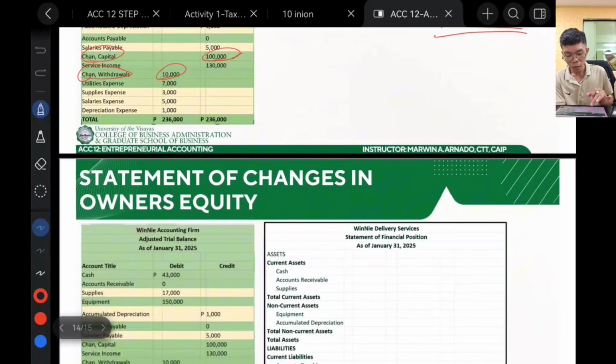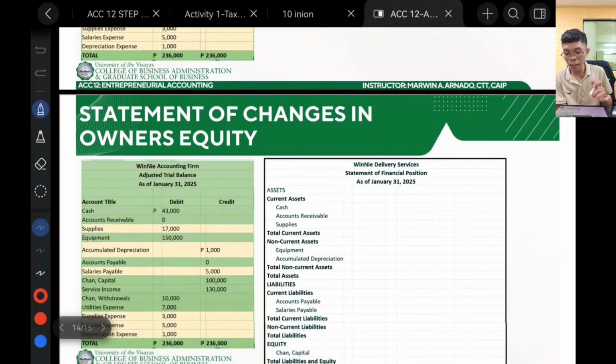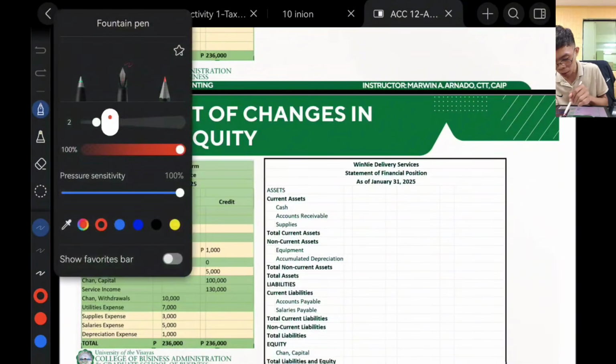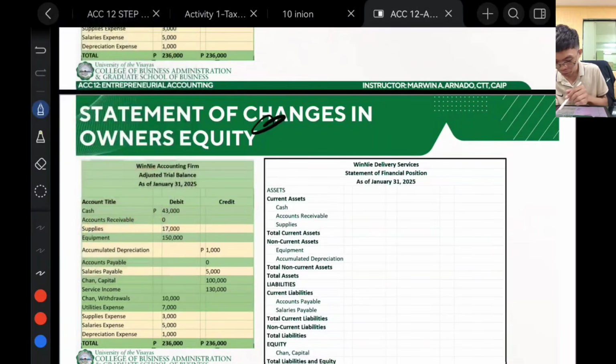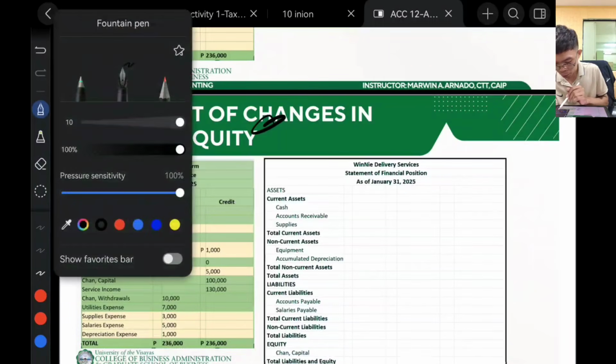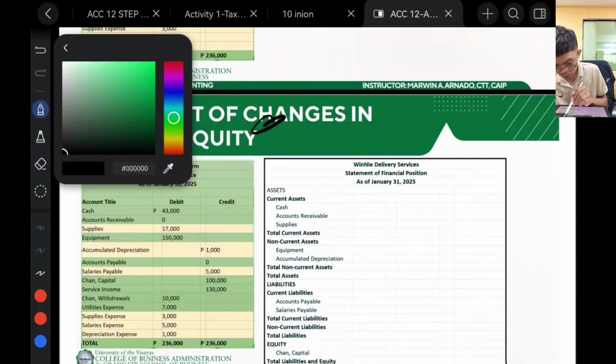And we have here, oh, I forgot to edit it, but it is actually your statement of financial position. Let me just delete that one. Should be green. Allow me one moment, class.